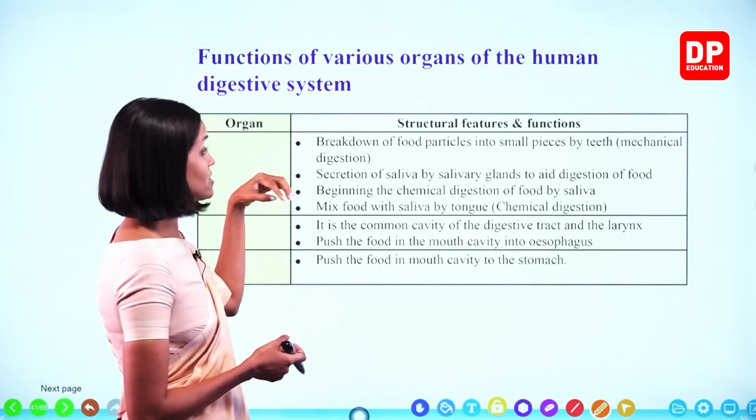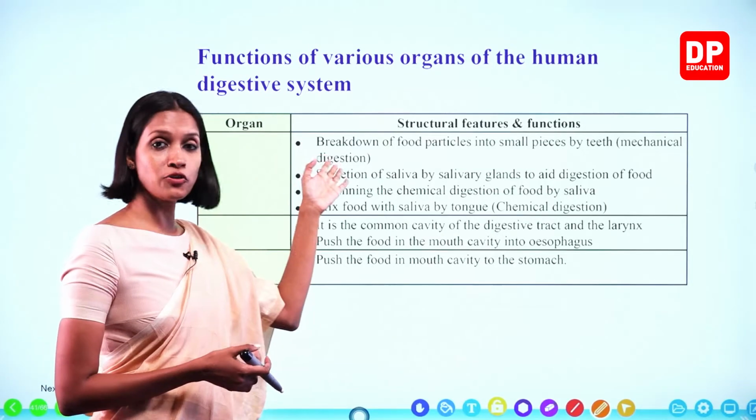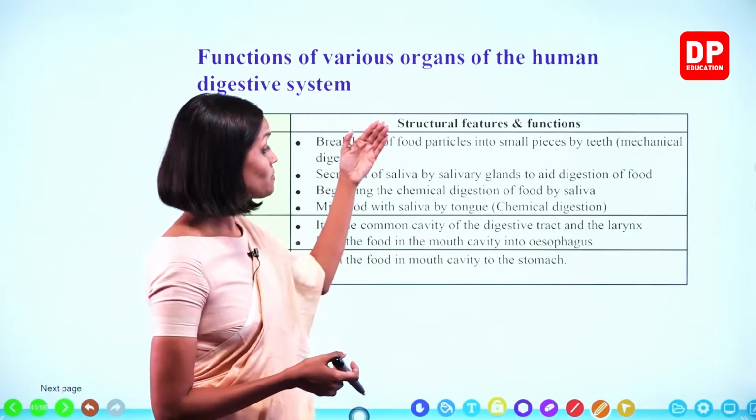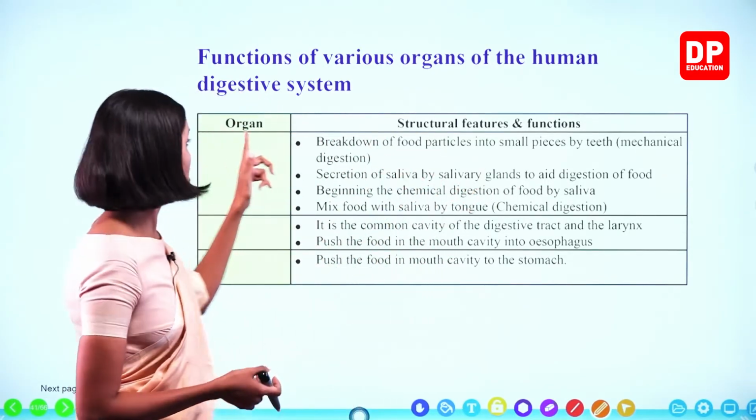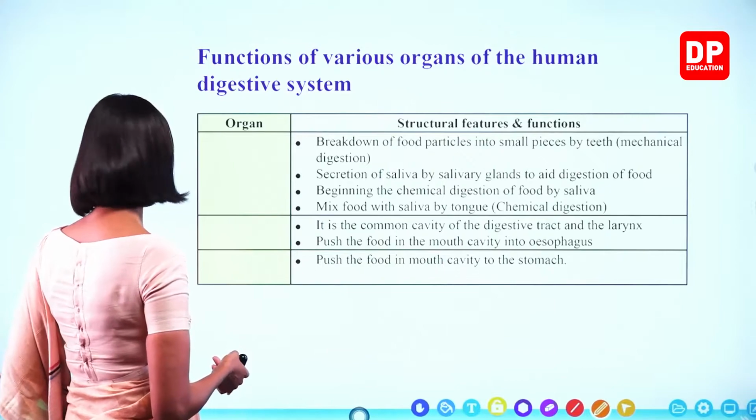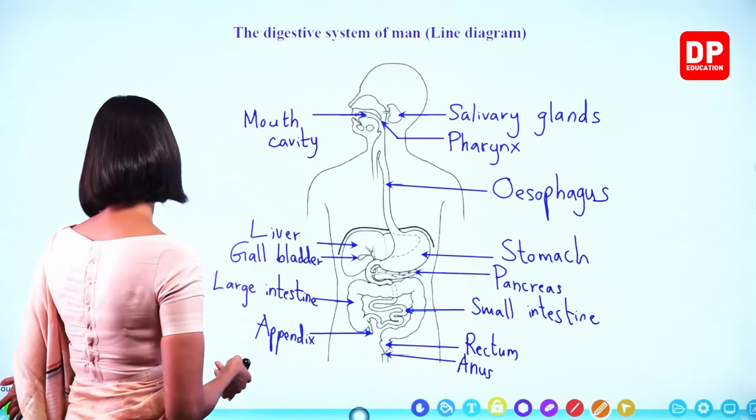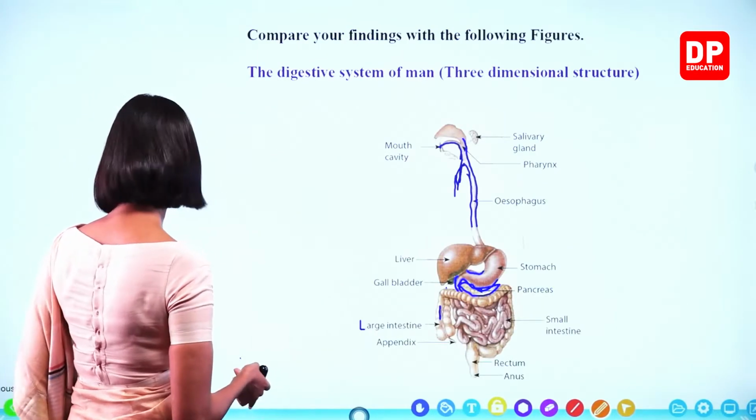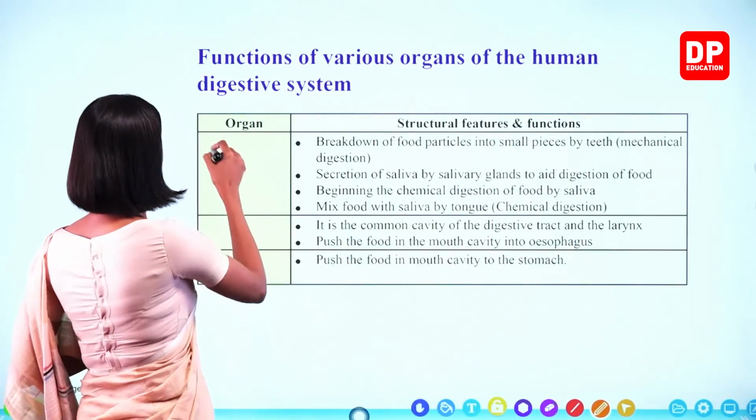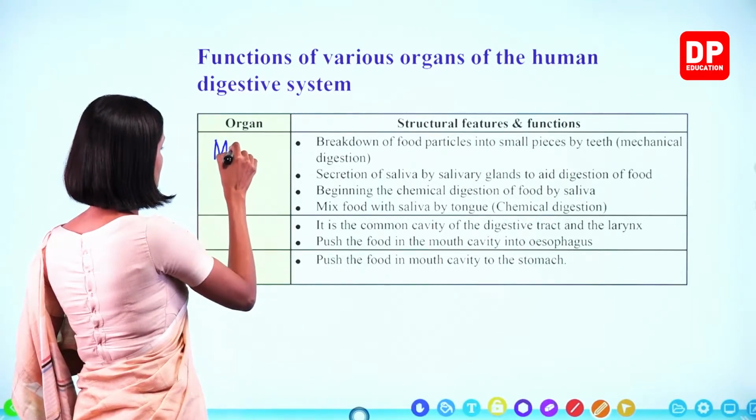So mechanical digestion takes place in the mouth cavity. Chemical digestion begins in the mouth cavity too. Therefore, what is this organ? Here, mouth cavity.